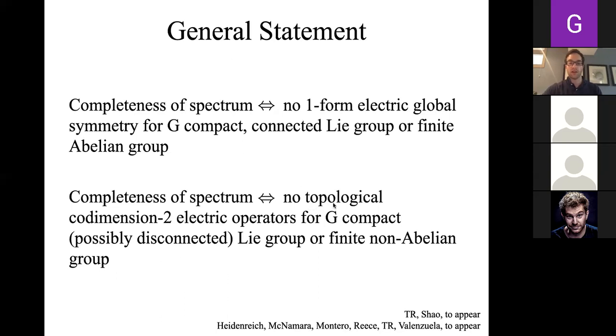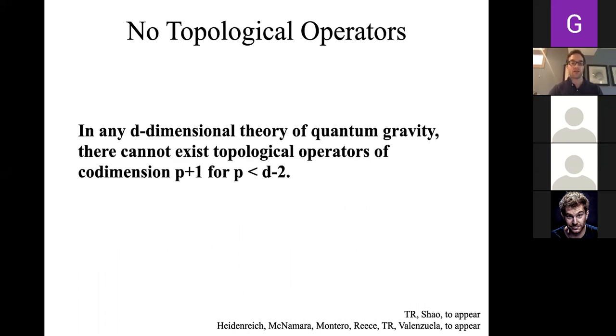In other words, topological codimension 2 electric operators. So the standard lore was wrong, but this revision is correct. There's a way to revise it so that the standard lore is now correct. And this is interesting because it raises a very natural conjecture.